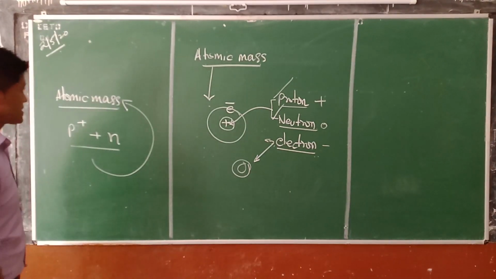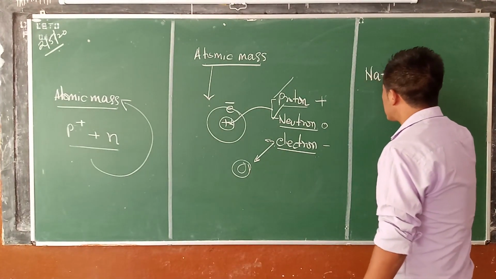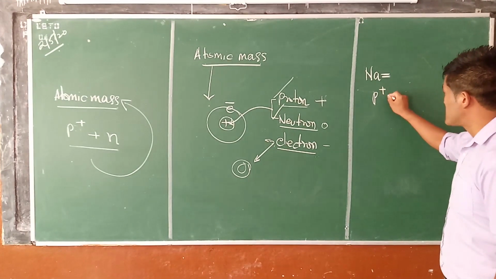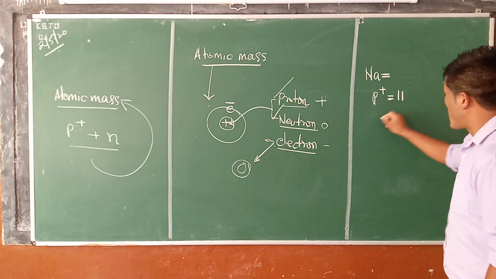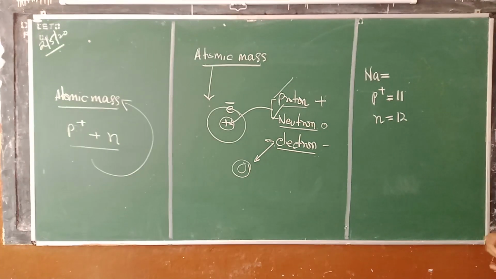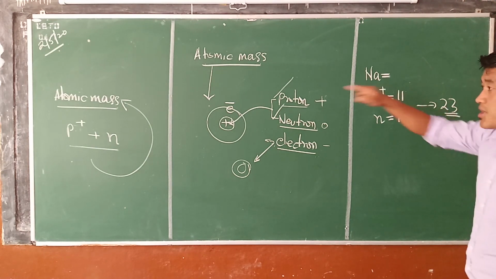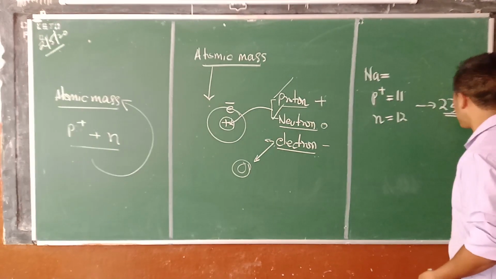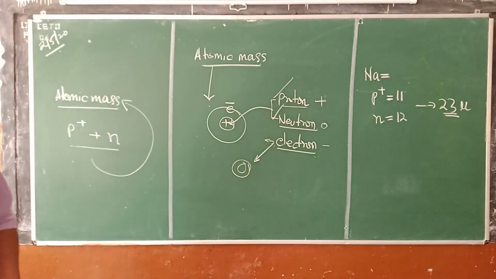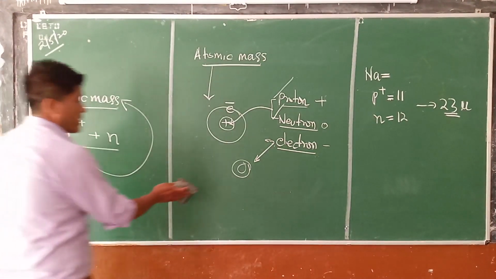For example, let us take the case of sodium. Sodium has atomic number 11, so it has 11 protons, whereas sodium has 12 neutrons. Now, 11 plus 12 is how much? This is equal to 23. That is the atomic mass of sodium. Is that clear? Do you understand this? So now let us proceed forward to another step.